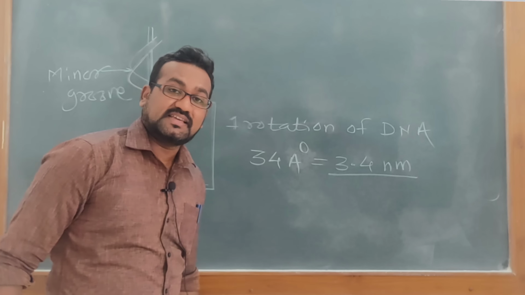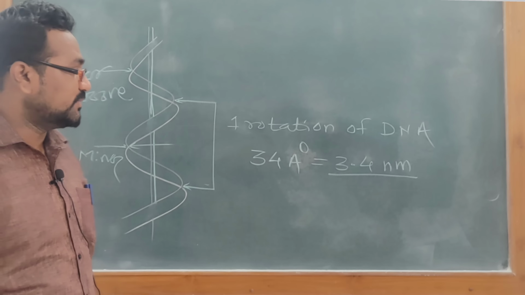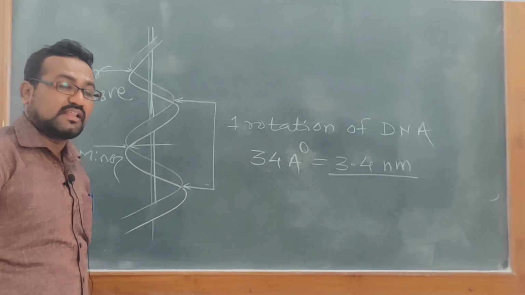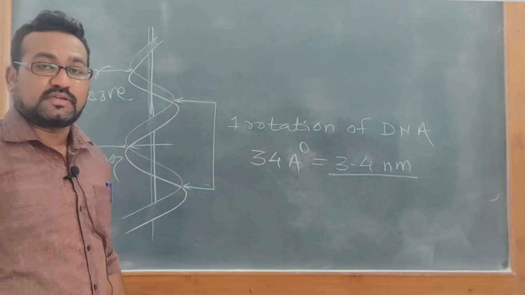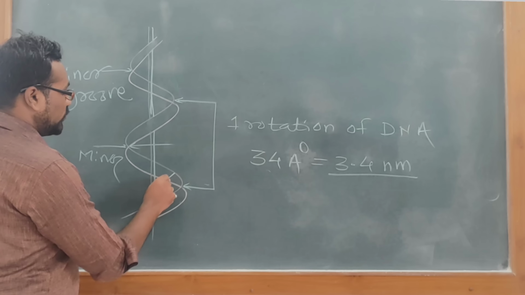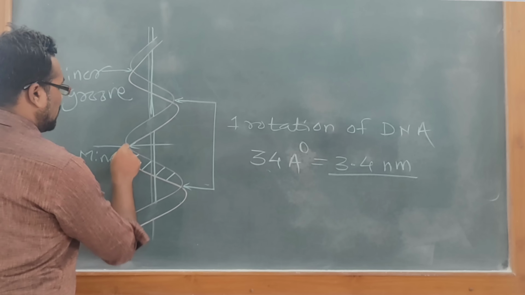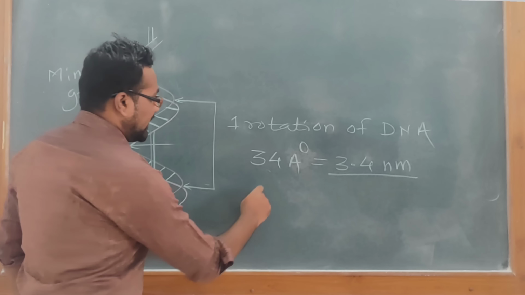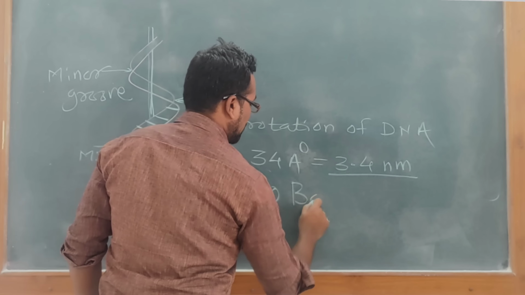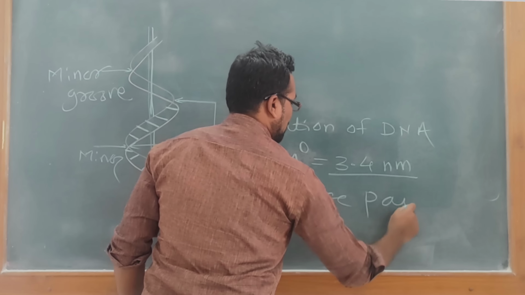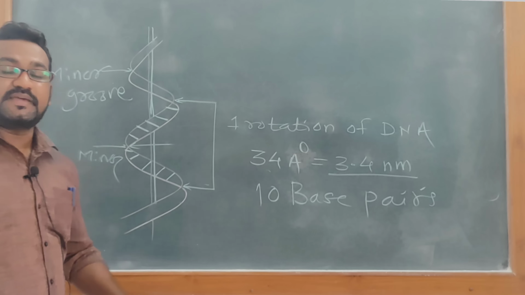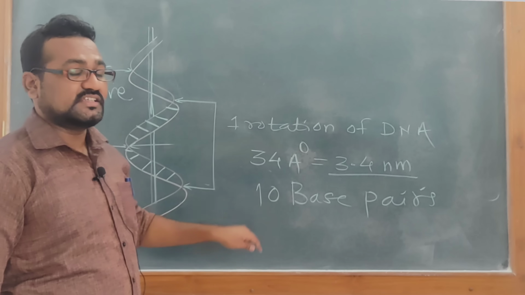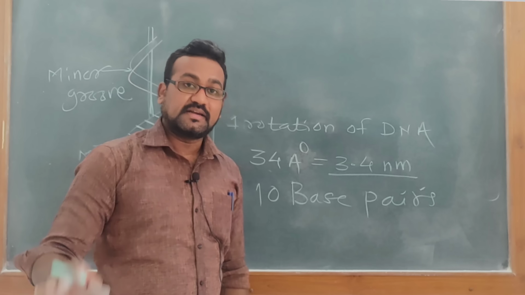It is a basic length unit in biochemistry. So you have to remember this. 34 Angstrom is the distance from one minor groove to another minor groove. In one rotation we are talking here. And surprisingly, you will have 10 base pairs in this one rotation. Means what? 34 Angstrom consists of 10 base pairs in one rotation. 10 base pairs are there.